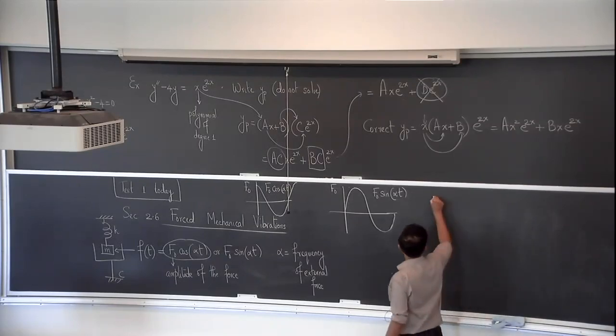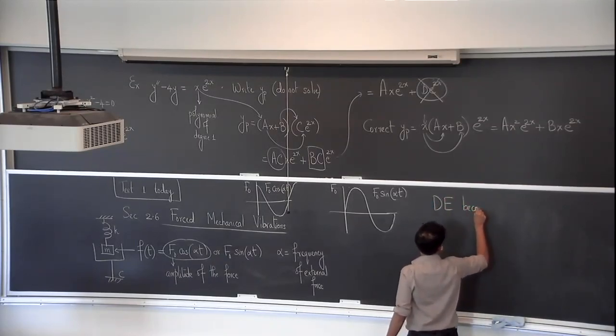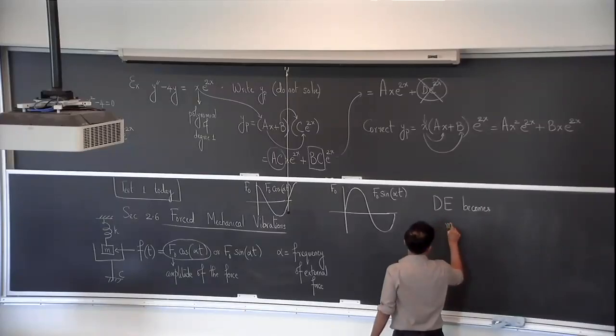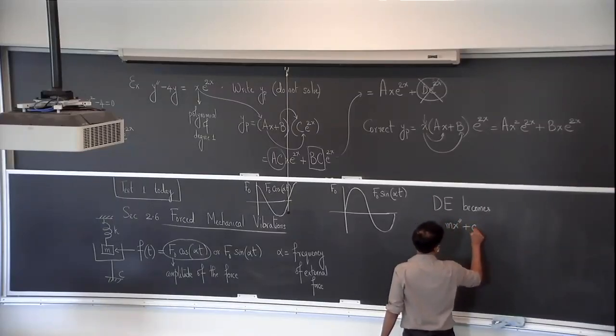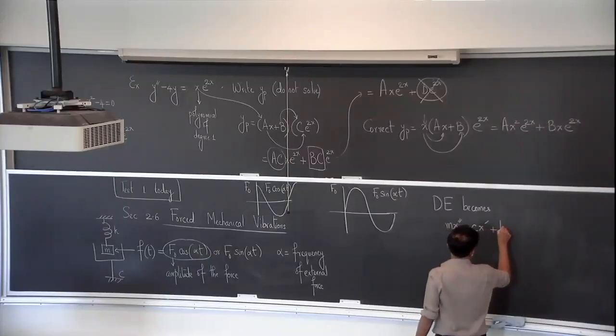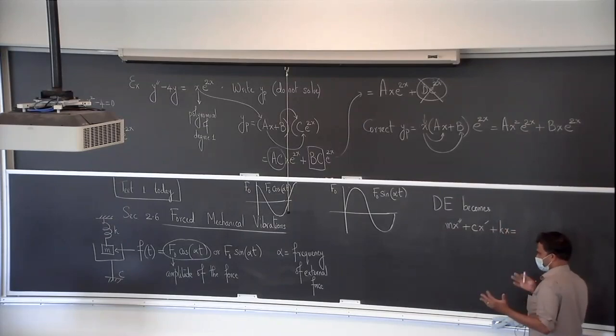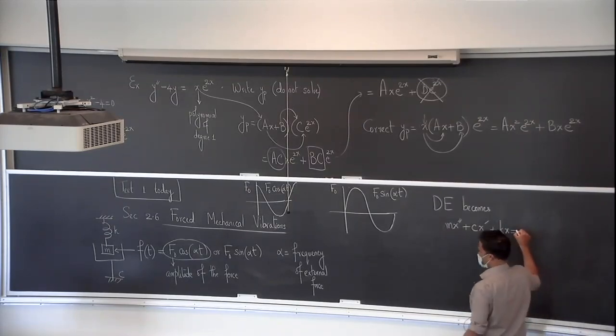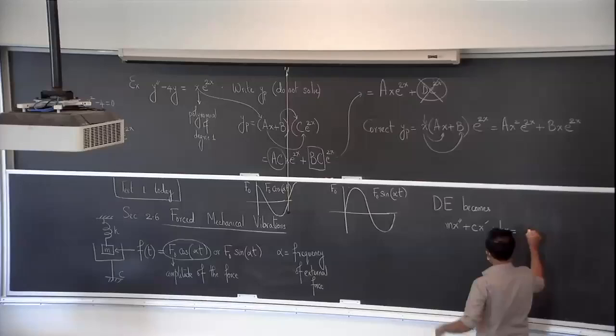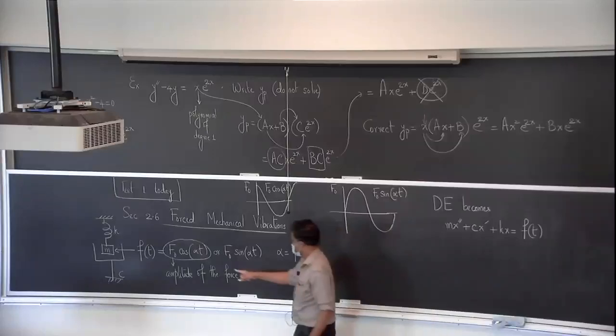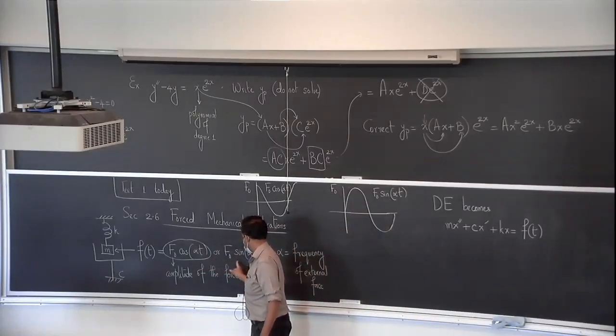All right, our differential equation now becomes mx double prime plus cx prime plus kx equal to this external force, because the total forces have to balance out. That's Newton's second law of motion, and this is equal to either one of those things. So it's f of t, which could be either this or this, or in some really bad cases, both.